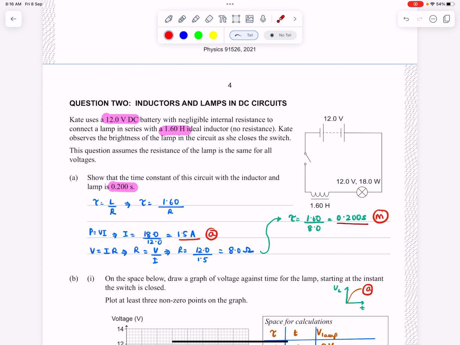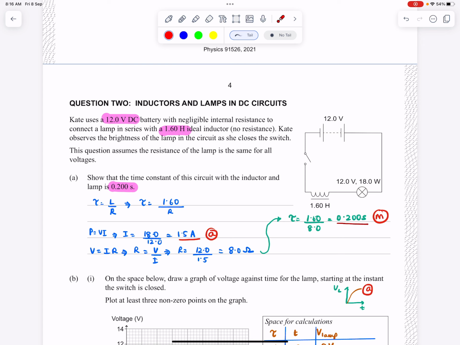First question is show that the time constant of the circuit with the inductor and the lamp is 0.200 seconds. So in order to show time constant, in an inductor resistor circuit it is L over R. First got to figure out what is R. We know the L. So how do you get the R?